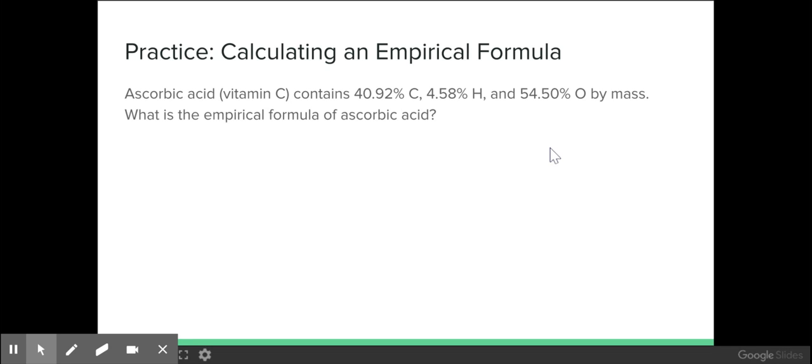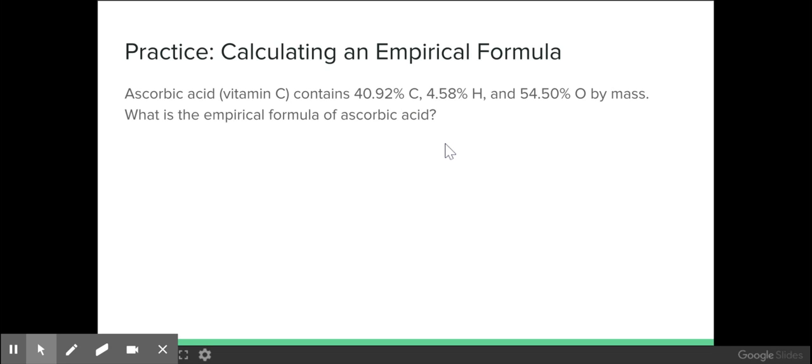Now, why would I use the number 100 grams? That's because I could pick 33, I could pick 7, I could pick my lucky number, but 100 grams ensures that if I have 100 grams of this compound, I therefore have 40.92 grams of carbon, and so forth for each of these elements.